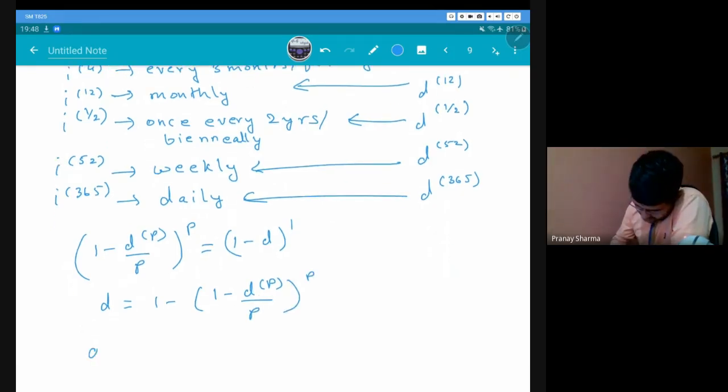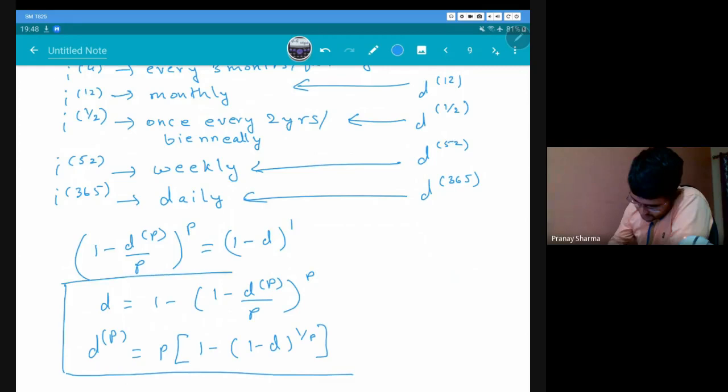and our dp will be p times 1 minus of (1 minus d) raised to 1 by p. Again, both of these formulas are very much important.